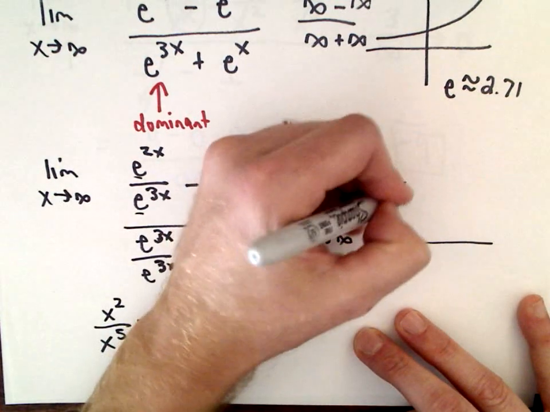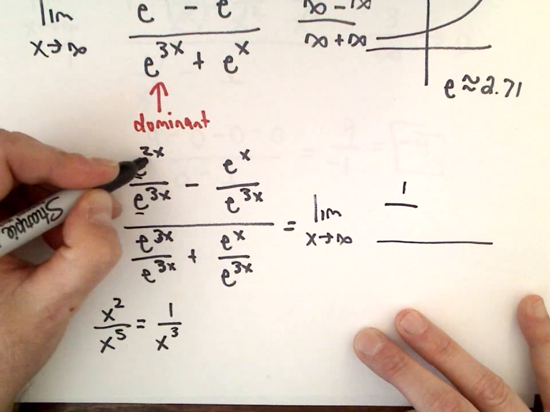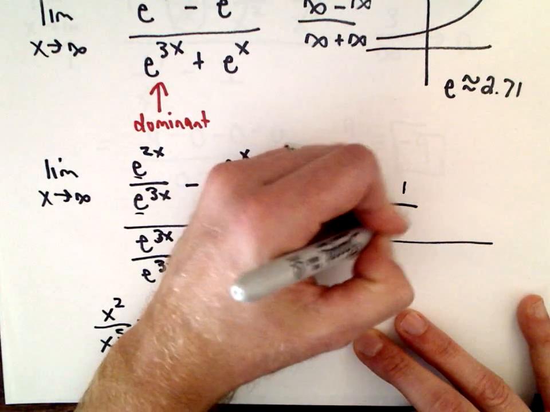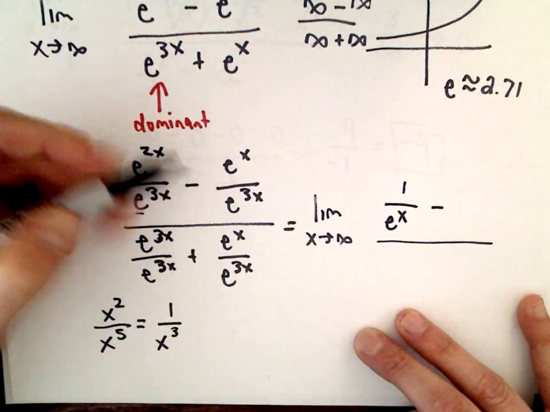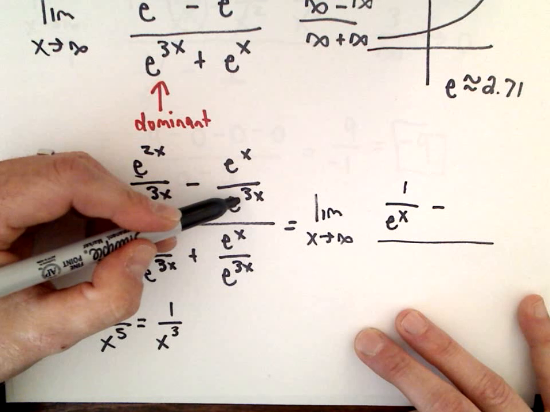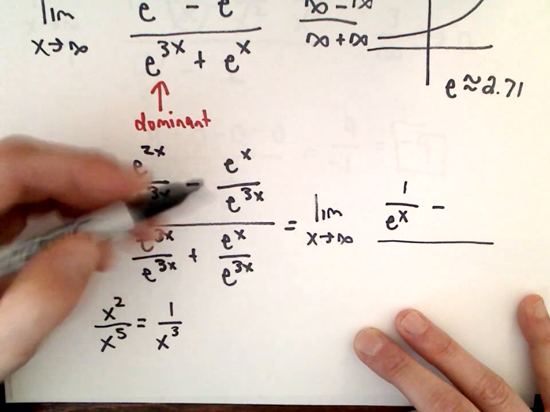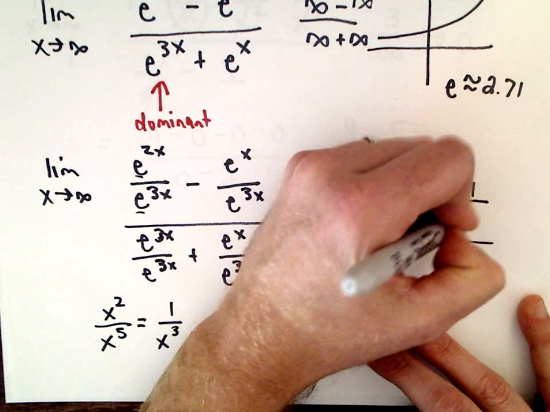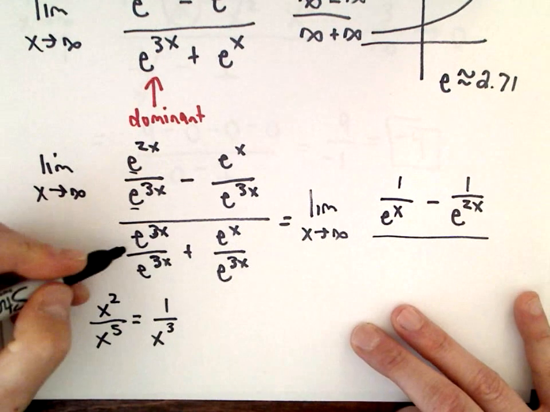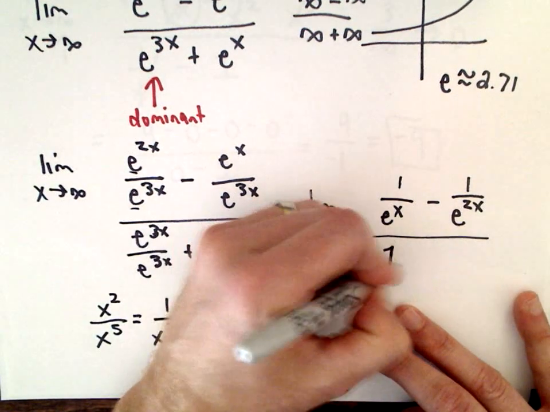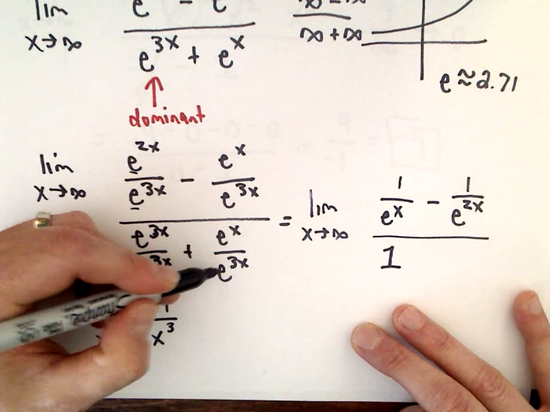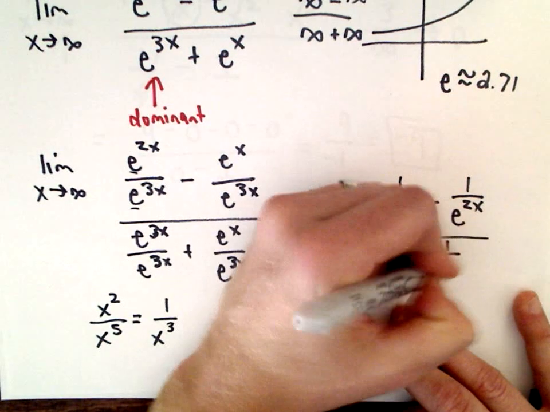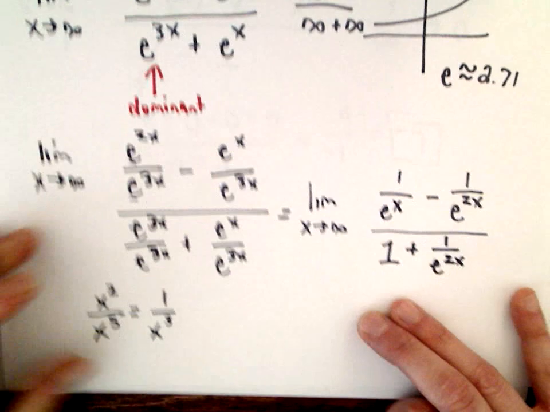Same thing, I've got like bases here. They're all e's. So I would do e to the 3x minus 2x. That would leave me with e to the x. Same thing for the next one, e to the x divided by e to the 3x. If I do 3x minus x, I'm going to have 1 over e to the 2x. Anything divided by itself is 1. Then I've got e to the x over e to the 3x. That's going to be 1 over e to the 2x.